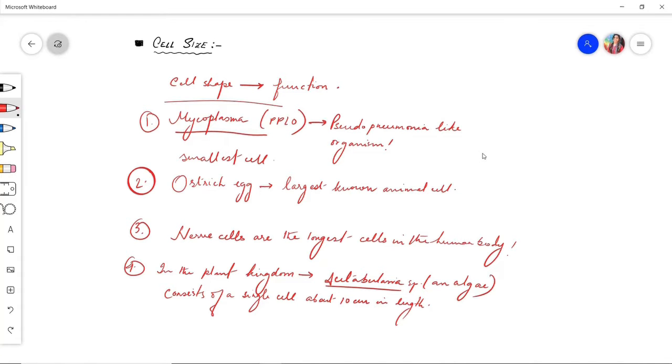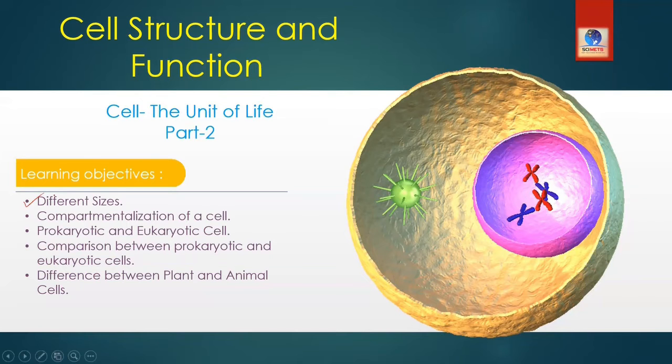For example, mycoplasma is the smallest cell in the world. Ostrich egg is the largest known animal cell. Nerve cells are the longest cells in the human body. And in the plant kingdom, Acetabularia and algae consist of a single cell about 10 centimeters in length.